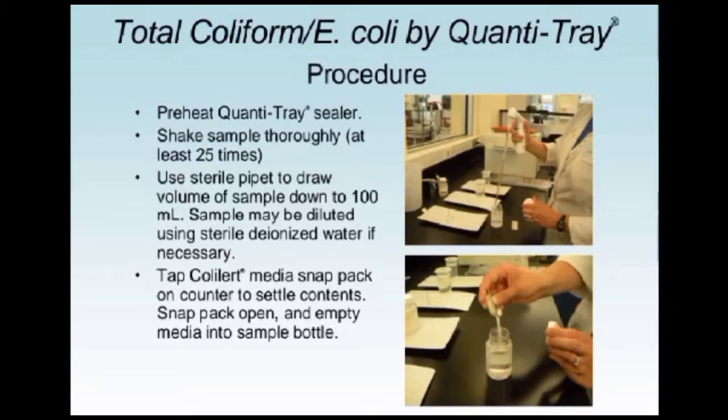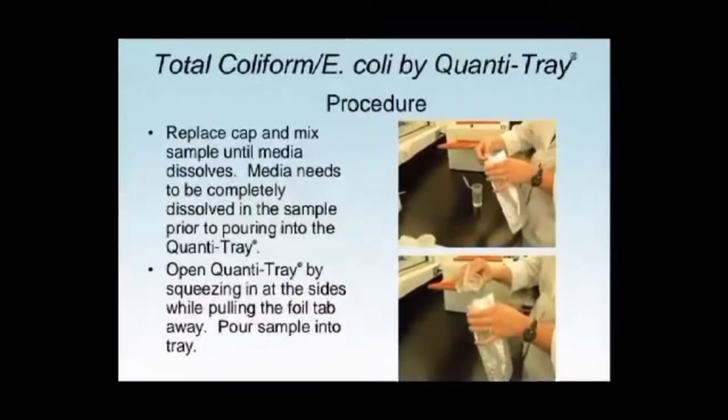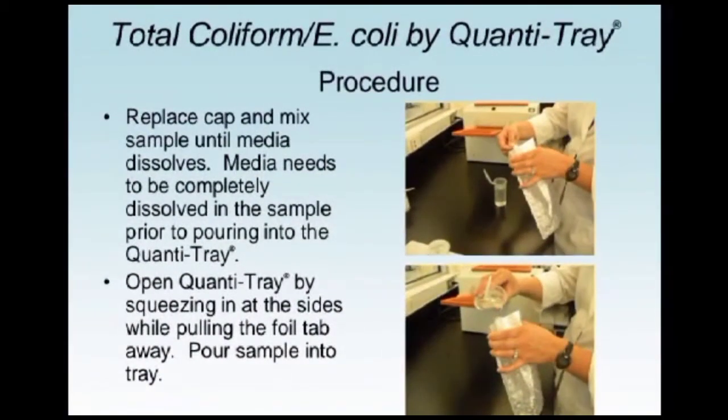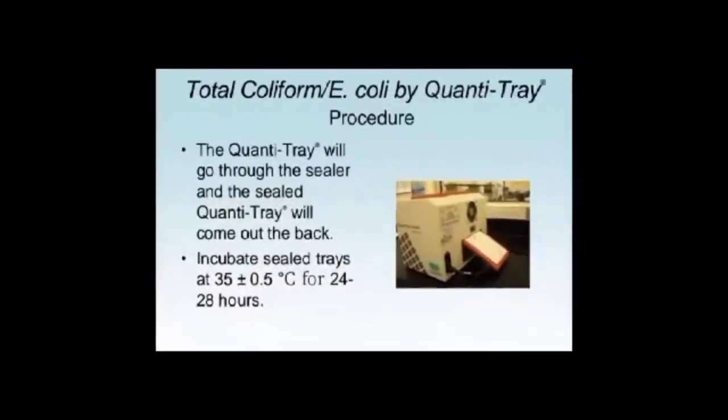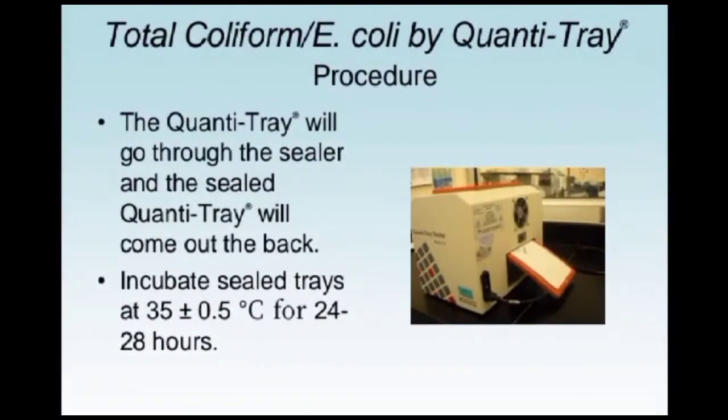Tap the Colilert media snap pack on the counter to settle the contents. Snap the pack open and empty the media into the sample bottle. After that, replace the cap and mix the sample until the media dissolves. The media needs to be completely dissolved in the sample prior to pouring into the Quanti-Tray. Open the Quanti-Tray by squeezing it at the sides while pulling the foil top away. Pour the sample into the tray. After that, fit the Quanti-Tray in the rubber insert and slide it into the preheated sealer. The Quanti-Tray will go through the sealer and the sealed Quanti-Tray will come out the back.